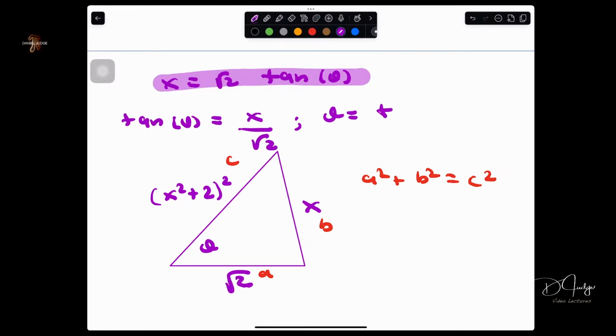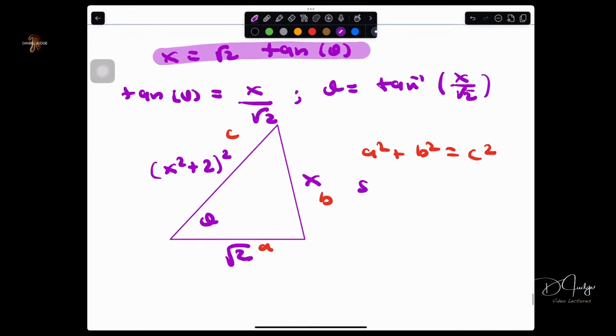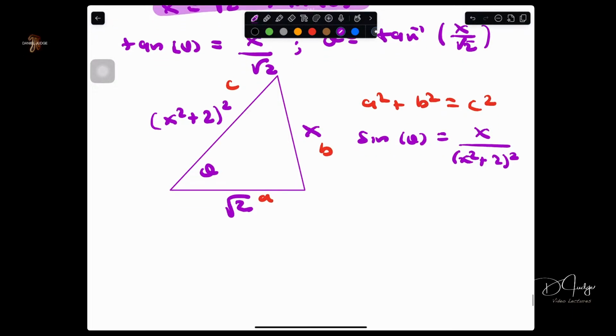Theta is inverse tangent x over the square root of 2. Sine theta is x over the square root of x squared plus 2. Cosine theta is the square root of 2 over the square root of x squared plus 2.